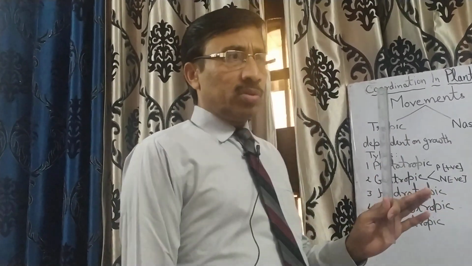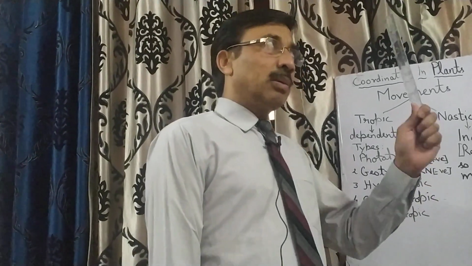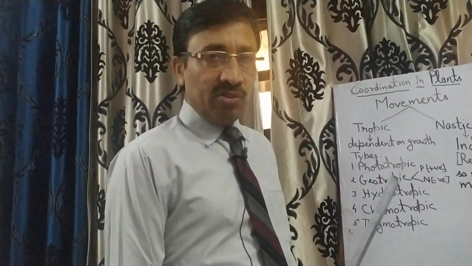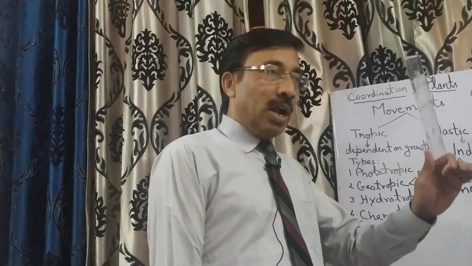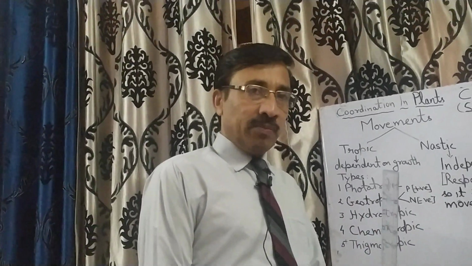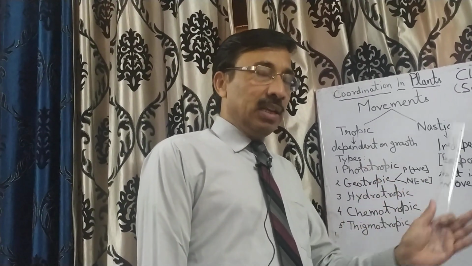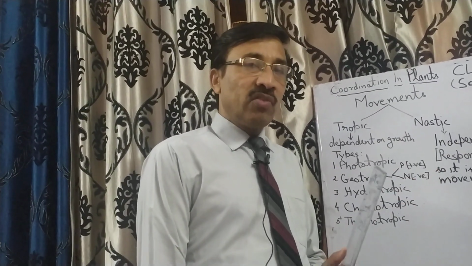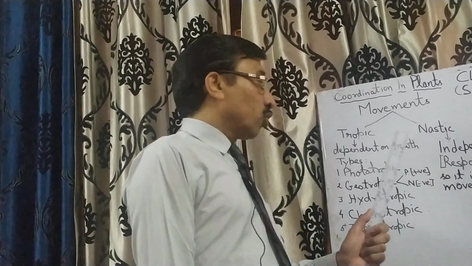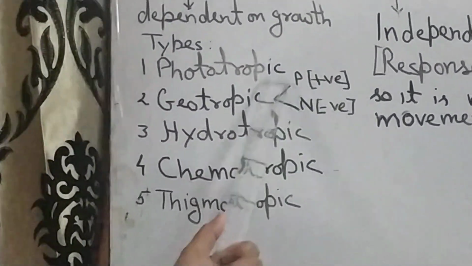Suppose you change the direction of the ventilation. Suppose earlier it was on the right, now you open the ventilation on the left. You will observe that after a few days, again, do not change the direction of the potted plant, let it be there only, you will observe the plant now shows movement towards the light. In the case of a sunflower also you can observe the same thing. So, movement towards light is called phototropic movement.